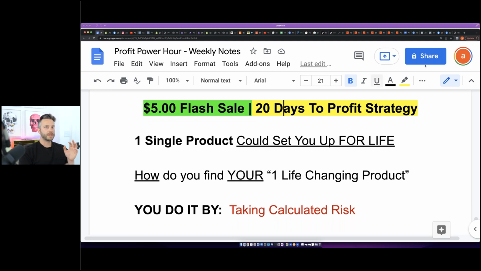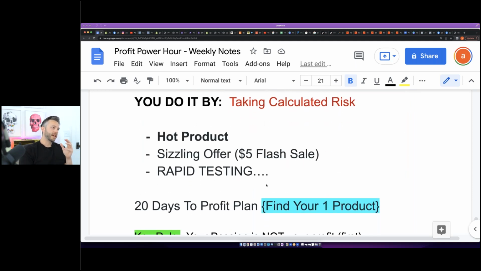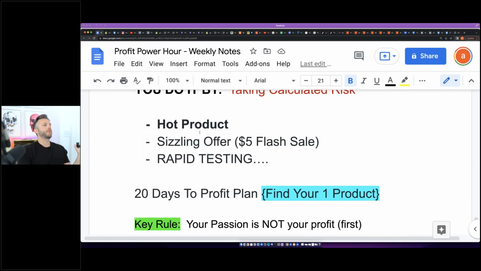The goal was to find a product that could set you up for life, that one life-changing product for you. And I do believe that we all have the potential to find that one product that is that life changer for us. And so what we did is we set up our battle plan. We need a hot product, we need a sizzling offer, and we need rapid testing.